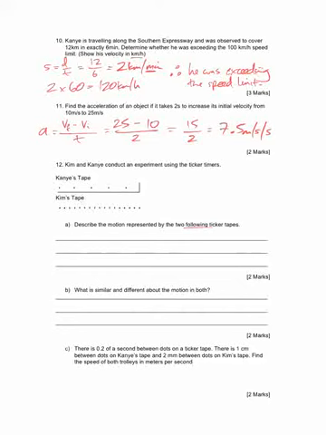Well, Kanye's is constant speed. Why? Because the dots are evenly spaced. Kim's is also constant speed, evenly spaced again, but slower than Kanye's tape. Why? Because they're closer spaced, therefore they weren't going as far every tick.